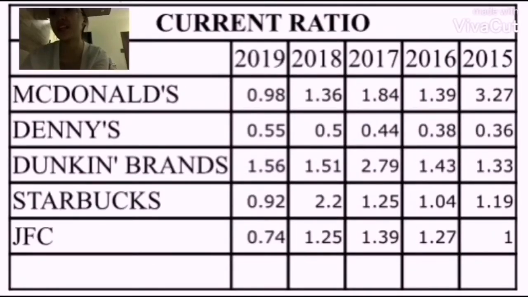So, in 2015, the initial year, it appears that McDonald's, Dunkin' brand, and Starbucks has dominated over JFC. However, they regained a higher liquidity compared to Starbucks. As what you can see in the table, JFC's current ratio increased. However, in 2018, JFC's current ratio sharply decreased.